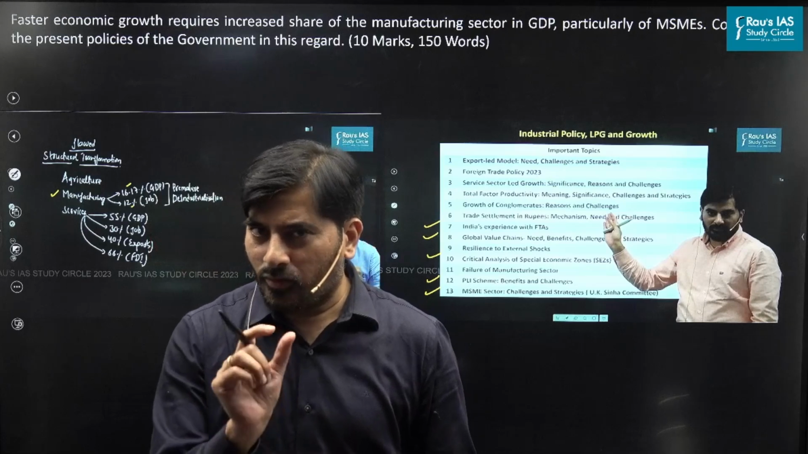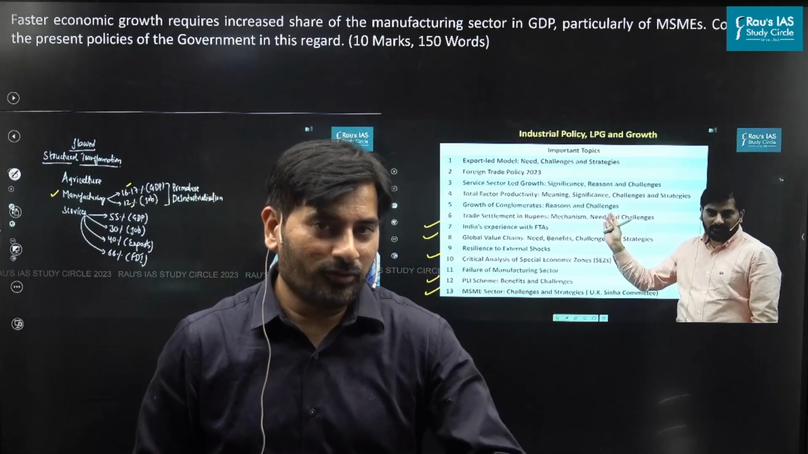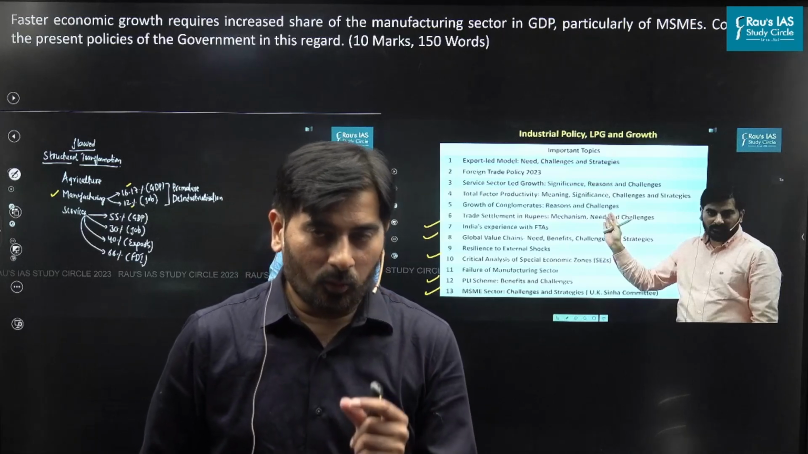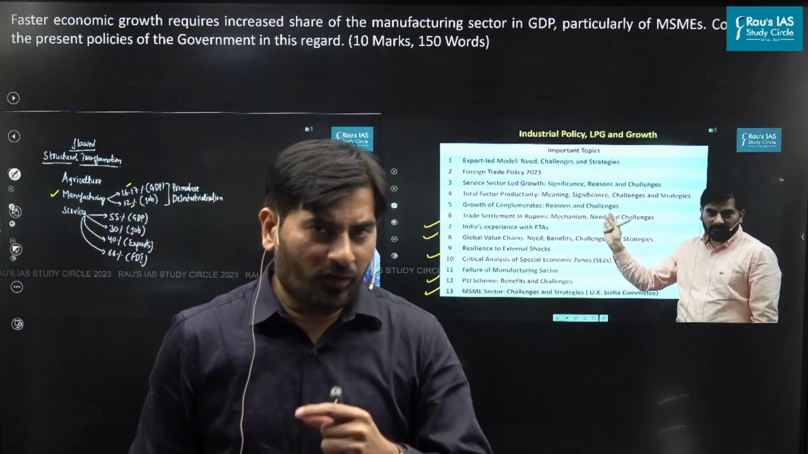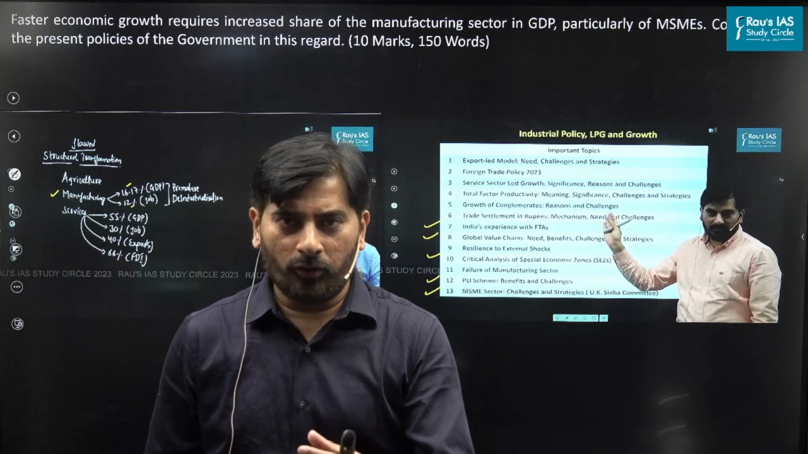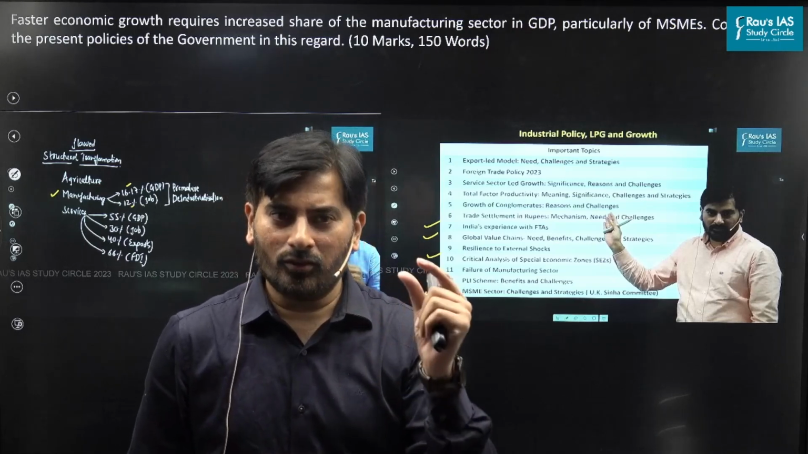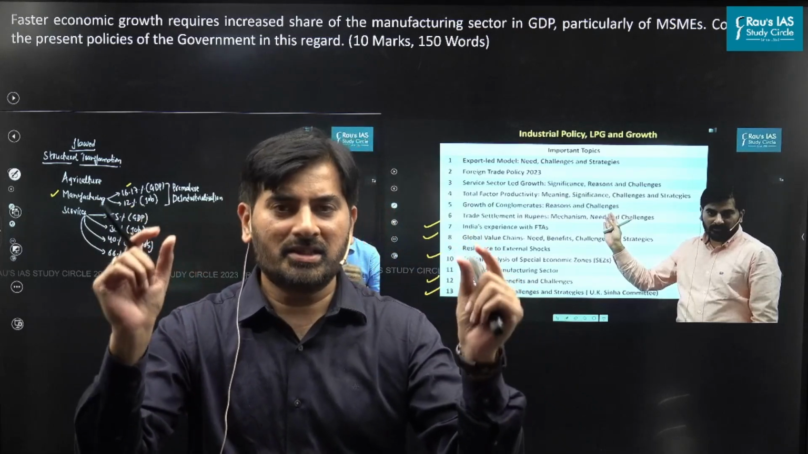But here the question was: comment on the policies taken by the government to give a boost to the manufacturing sector. So when the question says comment, what are you required to do? Out of these policies, you could have picked up around 3 to 4 major policies, and on these 3 to 4 major policies you could have highlighted that these are the benefits and these are the challenges with respect to government policies.